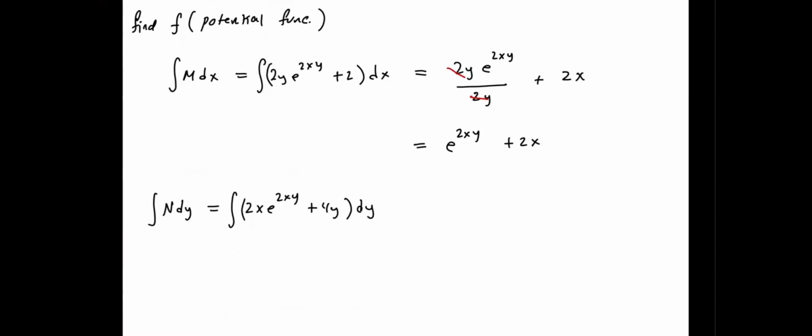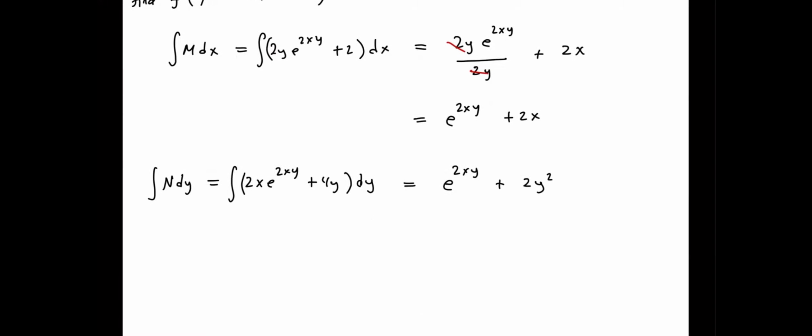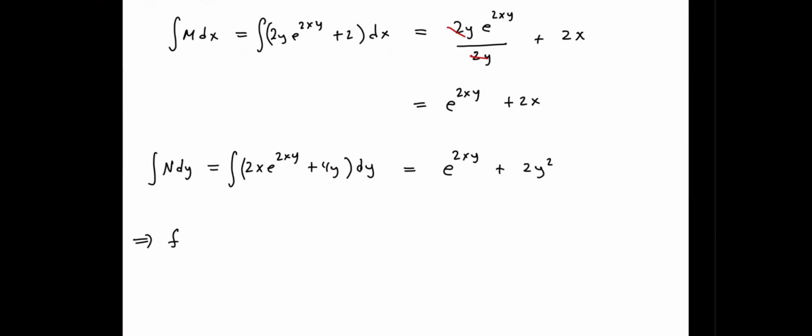We're integrating this with respect to y. If I integrate this with respect to y, this will give you e to the 2xy plus 4y squared over 2, so that's 2y squared. Our potential function, little f of x, y, is going to be this term and this term plus a constant c. You don't have to repeat this since we already got that from integrating m with respect to x. So you'll have 2 e to the 2xy plus 2x plus 2y squared plus c.